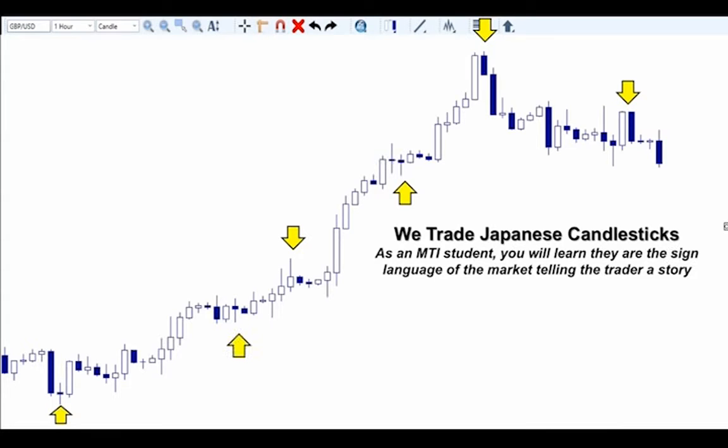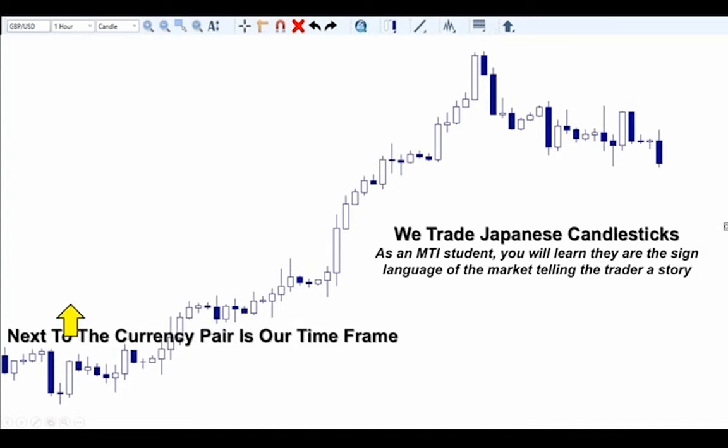This is what's referred to as a candlestick chart. Now these candlesticks, all you really need to know in this webinar today, is that the white candlesticks mean that the market's going up. It's called a bullish candlestick. Dark blue means that the market is going down. They measure whatever time frame is on your chart.